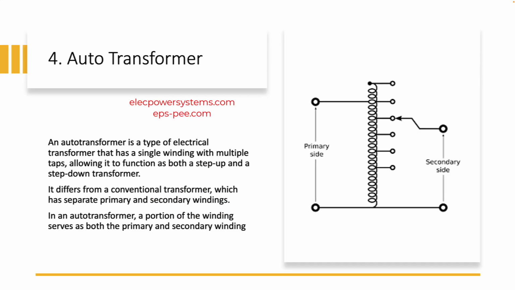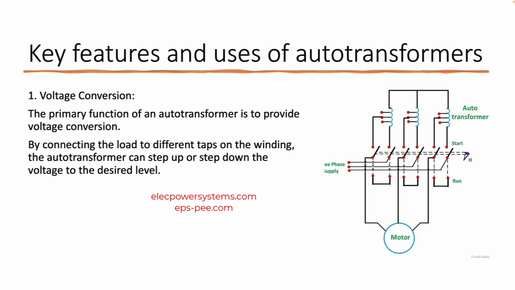An autotransformer is a type of electrical transformer that has a single winding with multiple taps, allowing it to function as both a step-up and a step-down transformer. It differs from a conventional transformer, which has separate primary and secondary windings. In an autotransformer, a portion of the winding serves as both the primary and secondary winding. Here are some key features and uses of autotransformers.